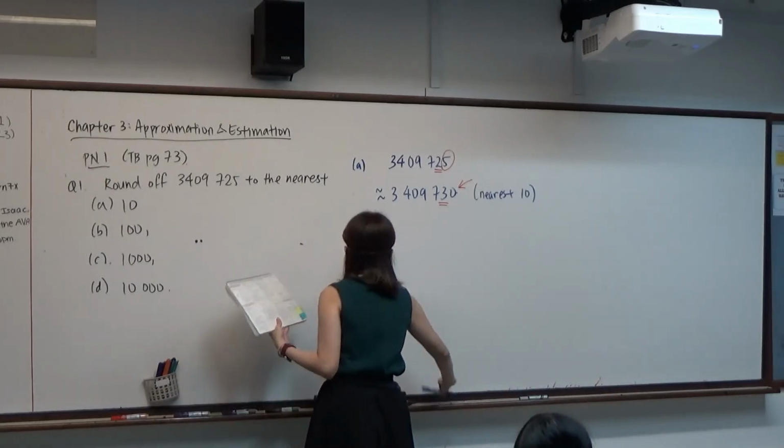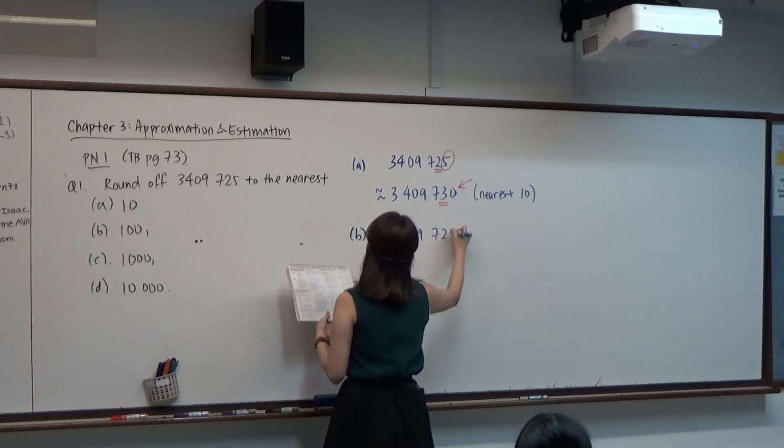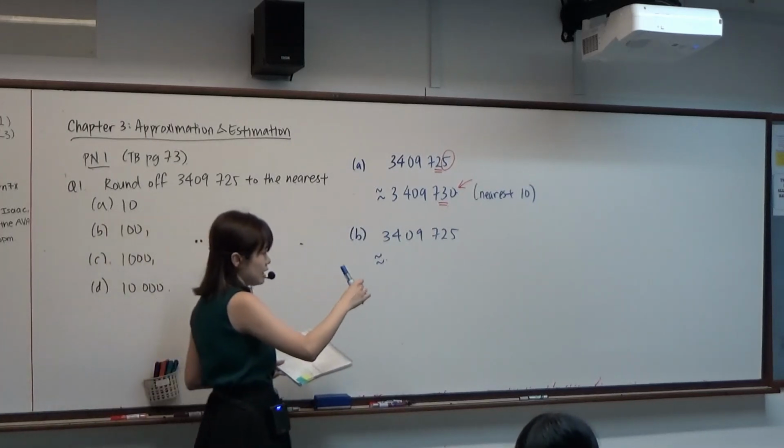Then part B. With this number, we want to round it off to the nearest 100. What will your answer be, Joven?